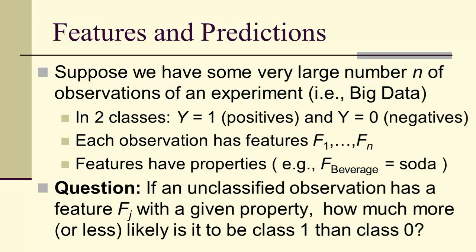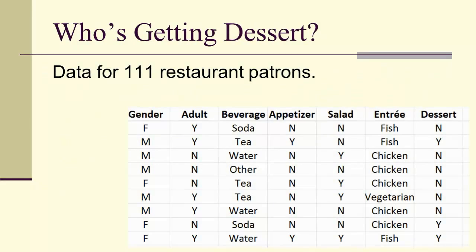And we have a question: if an unclassified observation has a feature F sub j with a given property, how much more or less likely is it to be in class 1 than class 0? Let's look at this question in a little more detail.